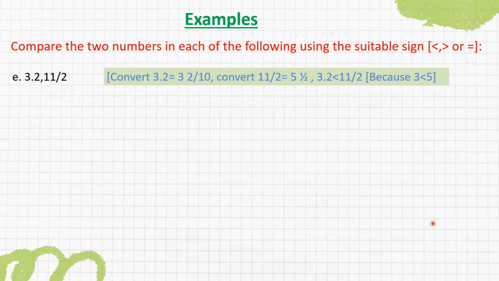Excellent. We convert 3.2, it will be 3 and 2 over 10. Convert 11 over 2, it will be 5 and a half. So 5 is greater than 3. So 3.2 is smaller than 11 over 2.